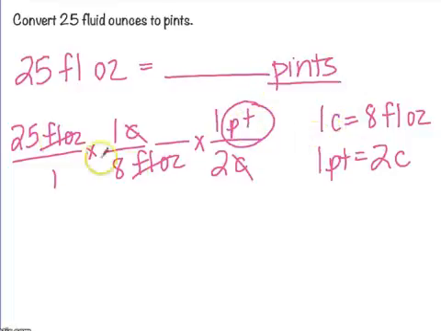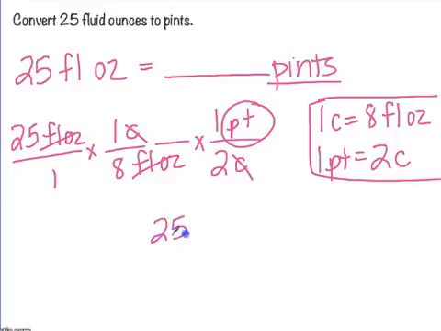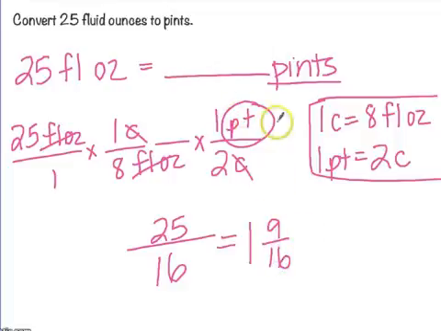So I can't simplify anything here for 25 or 8 or 2, so I just have to go across and multiply. 25 times 1 is 25. 1 times 8 times 2 is 16, and that's improper, so that would simplify to 1 9/16, and my unit that I had left was pints, and that is the correct answer. So notice that I had 1 9/16 pints.